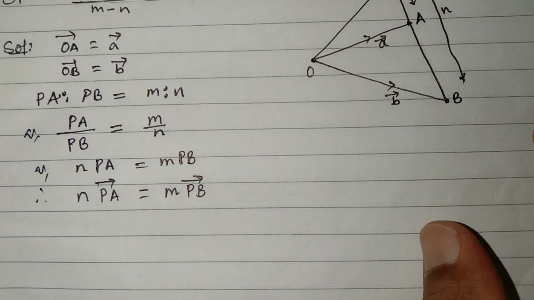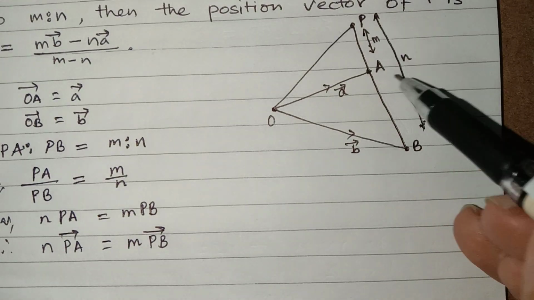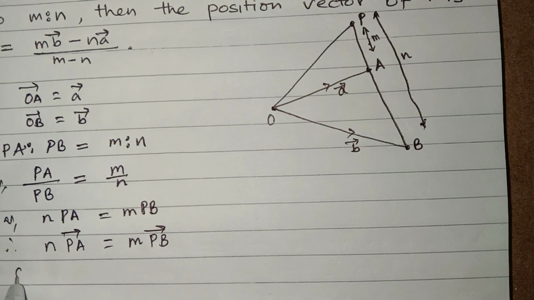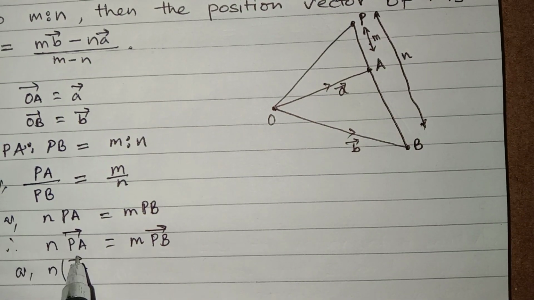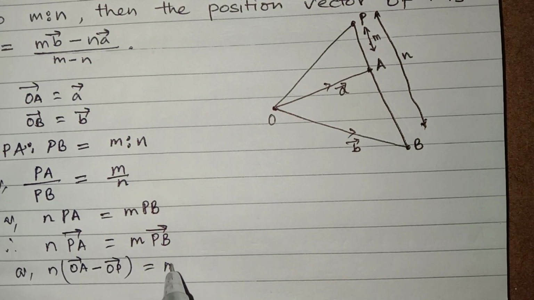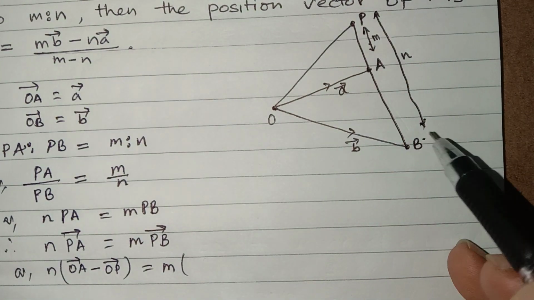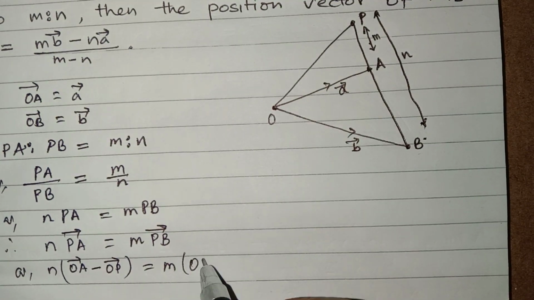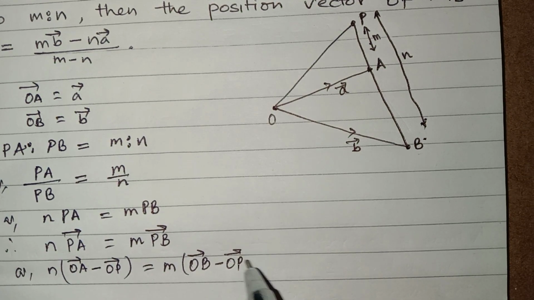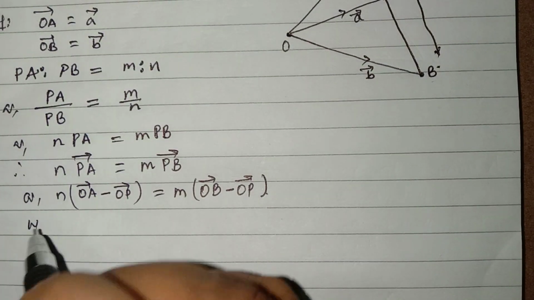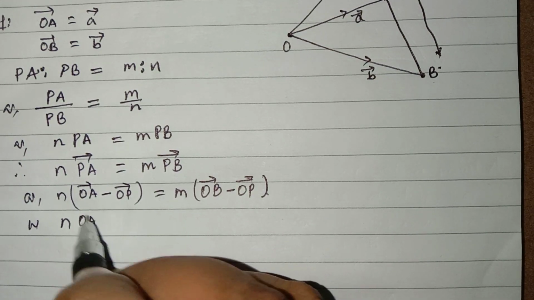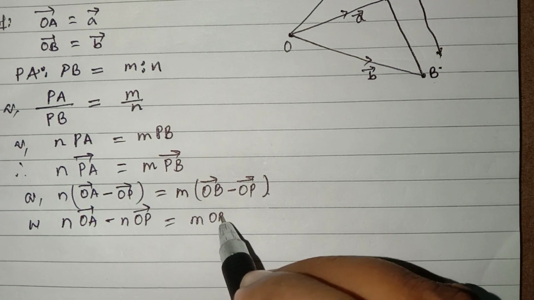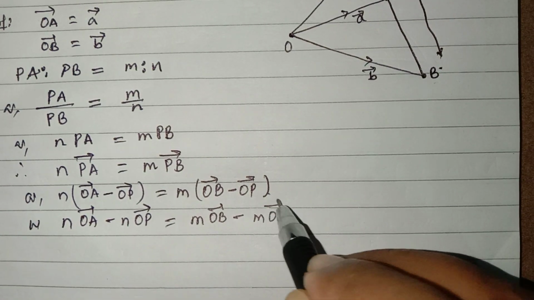Okay, so my PA vector, let's write as the difference of vectors. So the terminal point is A, vector OA minus vector OP. So I write N times vector OA minus vector OP equal to M times PB. It means the terminal point is B, OB minus OP. OB minus OP. And from here I get N times OA vector minus N times OP vector equal to M times OB vector minus M times OP vector.